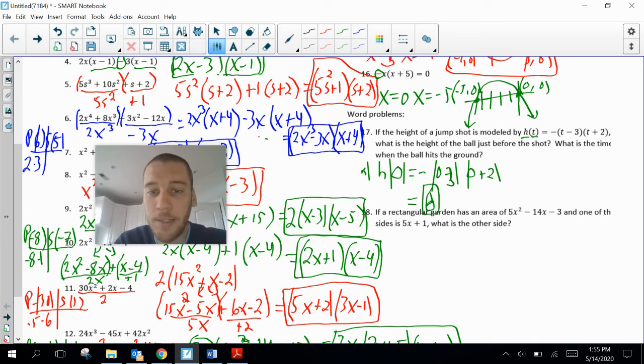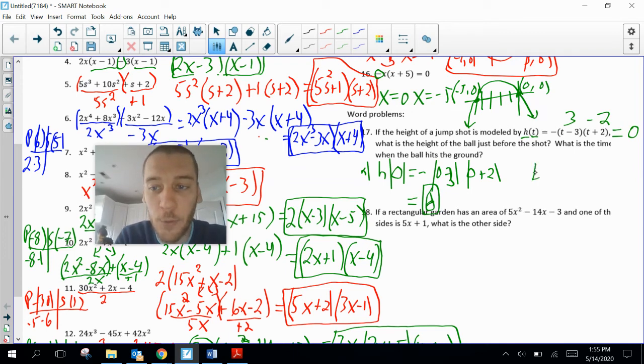And then it says, what is the time when the ball hits the ground? So when the ball hits the ground, that means that the height is 0. So I want to know, when is this equal to 0? Right? That's just going to be when t is 3 or at negative 2. Just like we did on the previous two problems, I set these equal to 0. If time was 3, this would all be 0. If time was negative 2, this would be 0.